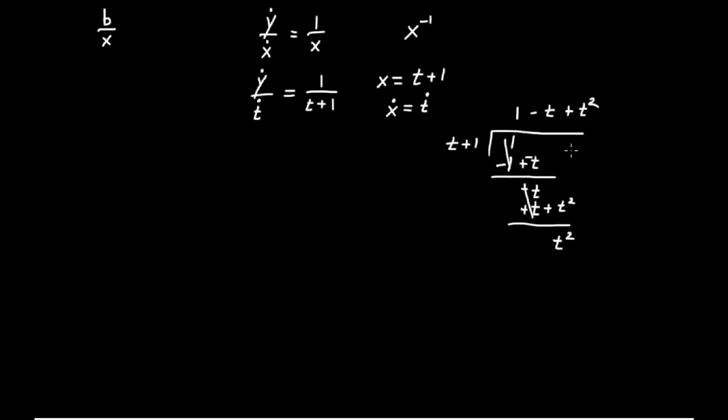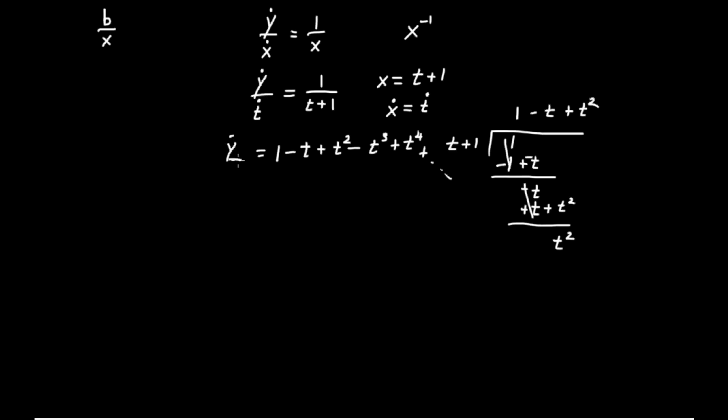And hopefully you can start to see the pattern here. When we perform this long division, we're going to get an alternating series, plus minus plus, with ascending powers of t. And if this calculation is foreign to you, check out the first video where I show you how to do all this stuff. So I could say that 1 over t plus 1 is equal to the power series expansion 1 minus t plus t squared minus t cubed plus t to the 4th, and so on.